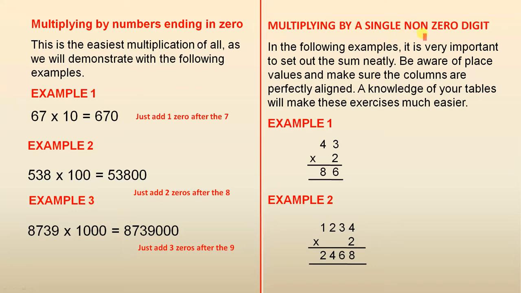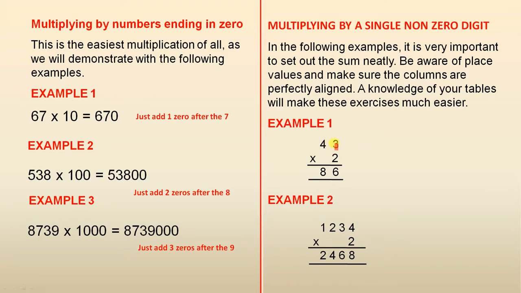Now let's look at multiplying by a single non-zero digit. In the following examples, it is very important to set out the sum neatly. Be aware of place values and make sure the columns are perfectly aligned. A knowledge of your tables will make these exercises much easier.